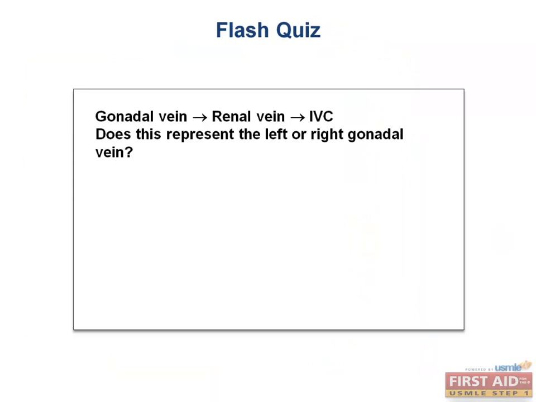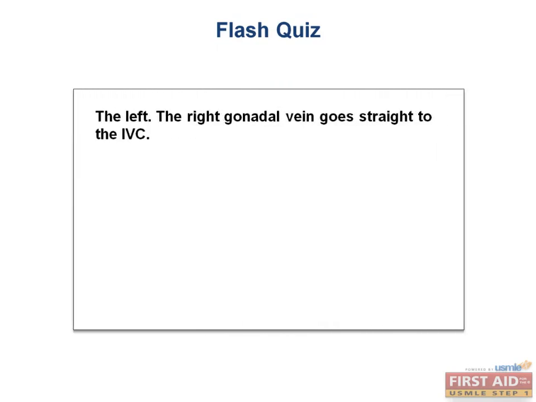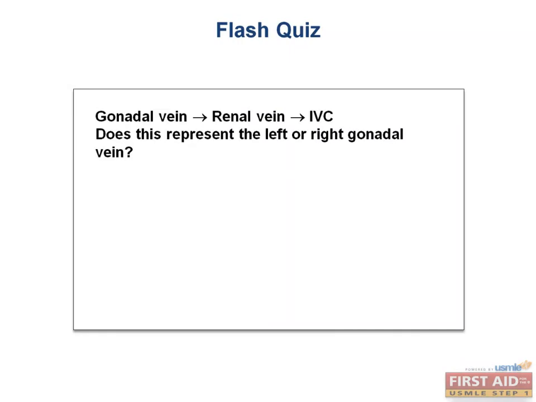Now for the flash quiz. The gonadal vein goes to renal vein, goes to inferior vena cava. Does this represent the left or right gonadal vein? As we talked about, it represents the left. It's extremely high yield. The gonadal vein on the right will go straight to the inferior vena cava, but on the left, it goes first to the renal vein and then to the inferior vena cava.